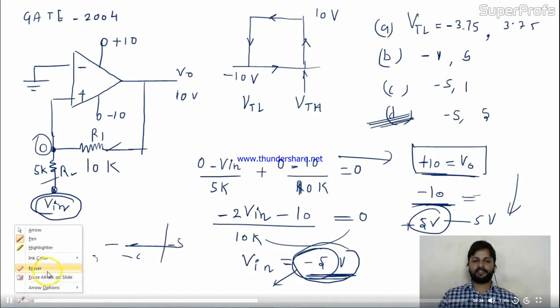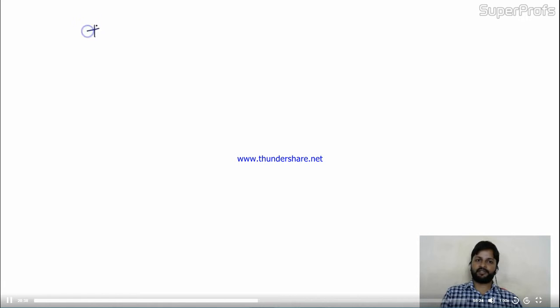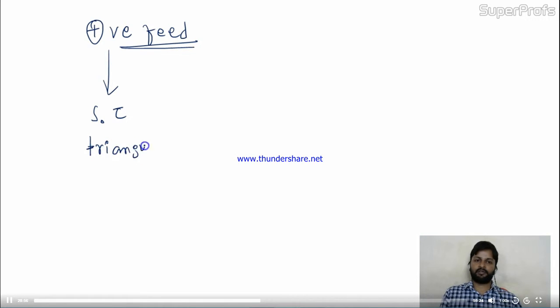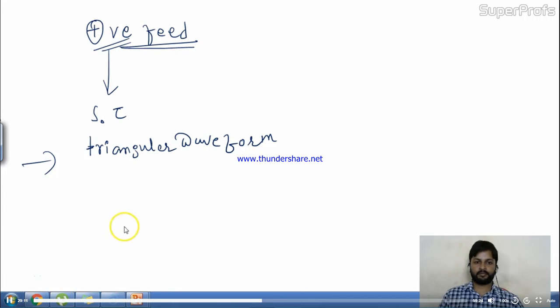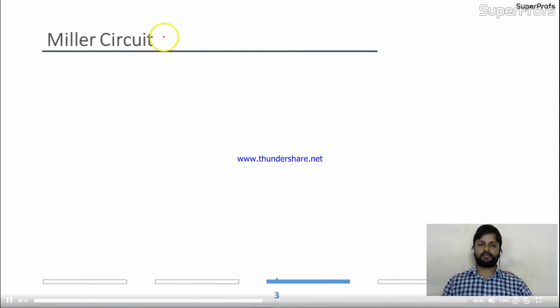So apart from this, the positive feedback we are using. See, this is the positive feedback. If you are providing positive feedback to your op-amp or comparator circuit, then as an application you are using it in the Schmitt trigger. Okay, apart from this, a triangular waveform generator is also there. In this also, we are using this application of positive feedback. Okay. Now let's come to the next topic, and that is the Miller circuit or Miller effect.